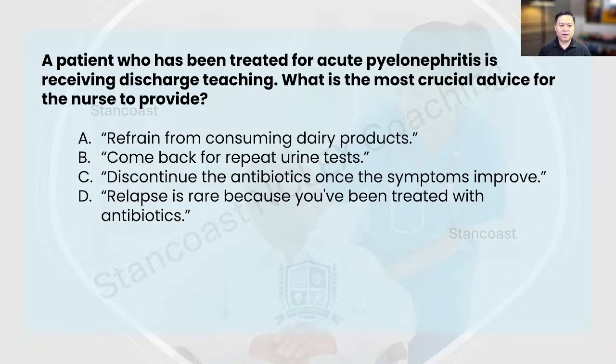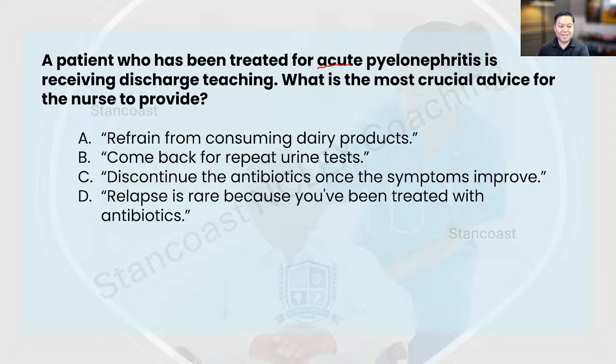So our scenario here is involving acute pyelonephritis. And of course, the patient is getting ready for the discharge, but you are the nurse doing the discharge teaching. And so what is that advice that is very important for you to give to the patient? So let's go through the different options here. For letter A, refrain from consuming dairy products. Well, avoidance of the dairy products really does not impact the treatment of preventing the pyelonephritis. And also the dietary intake of dairy does not really affect the condition or its occurrence.